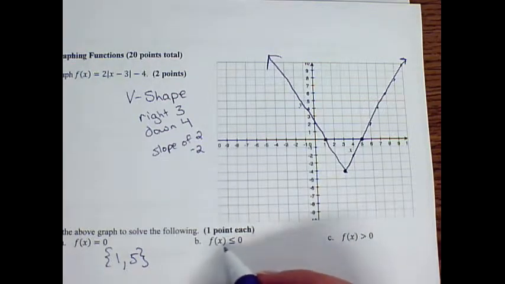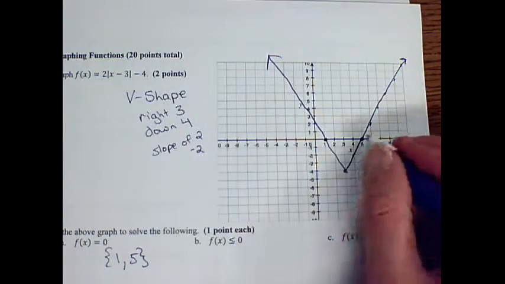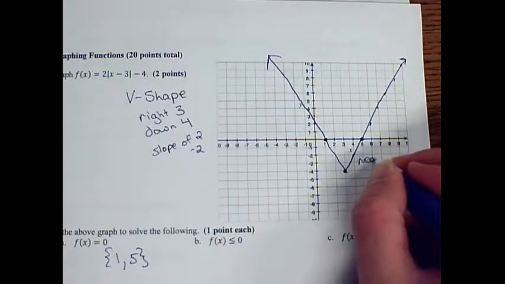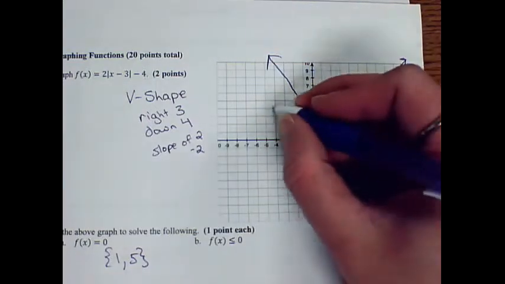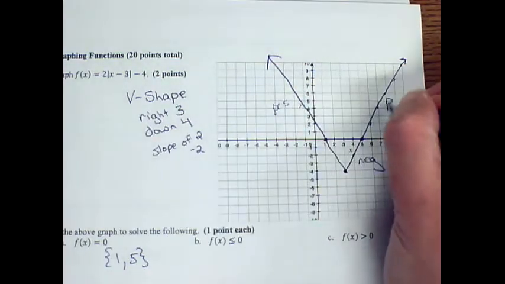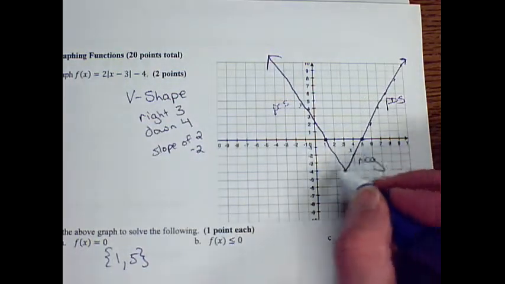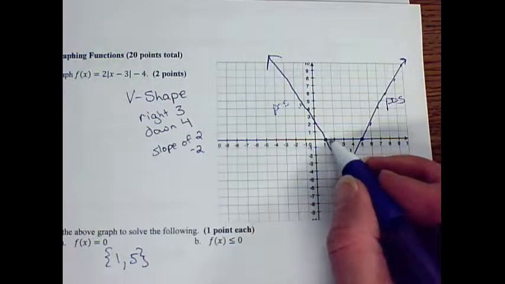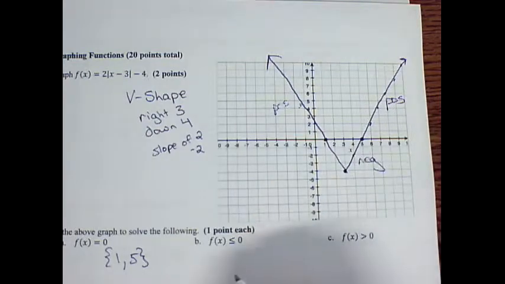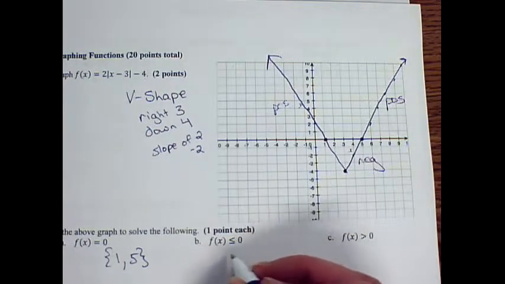Which values make f of x less than or equal to 0? Well, the part of the graph where the y values are negative is down here. This is the negative area for y. These are positive values for y. So what x values create that part of the graph? Well, that would be between 1 and 5. Oh, and including them.